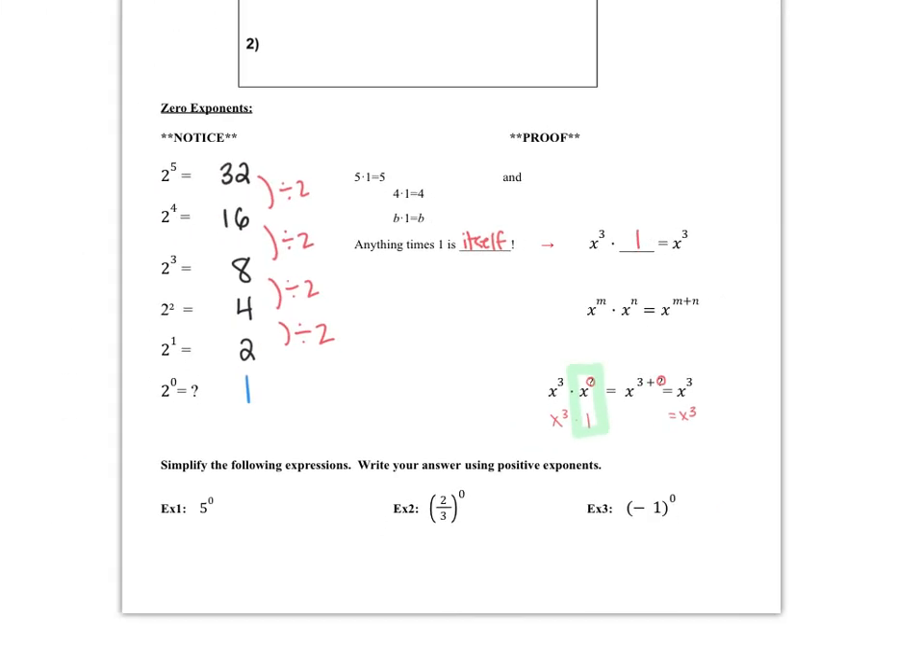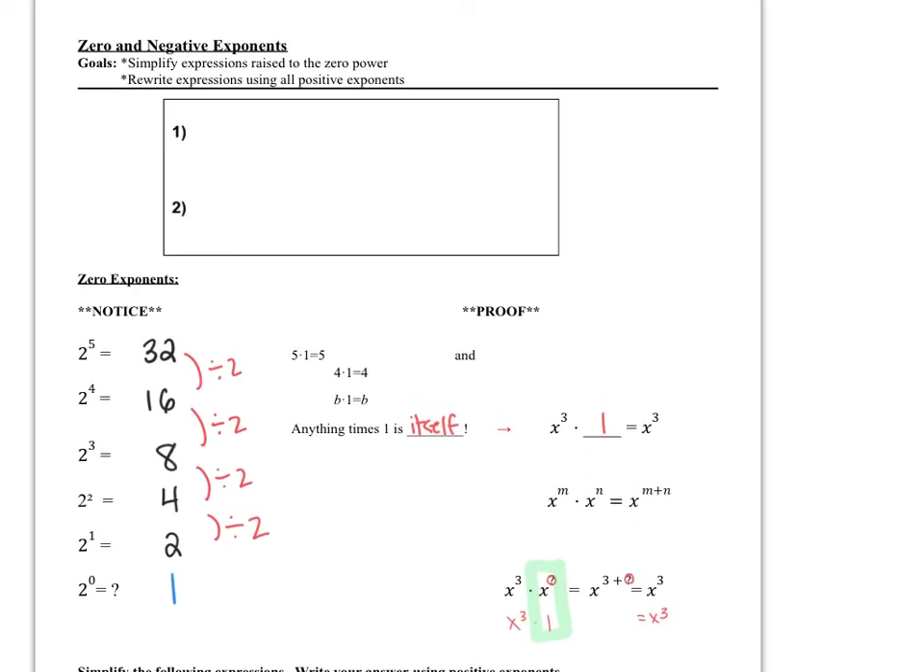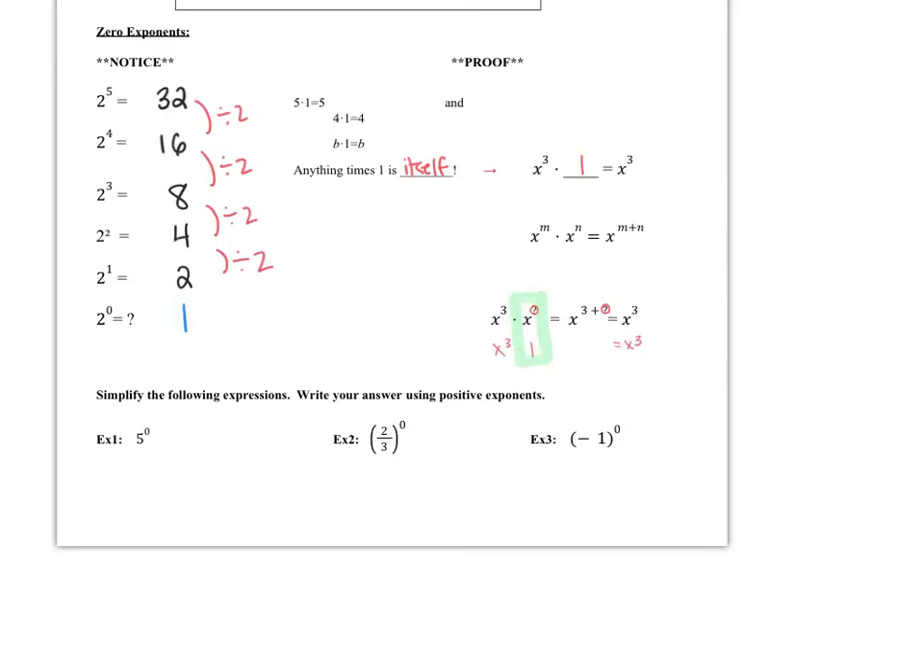X to the 0 power is 1. And so what that means for us is that anything to the 0 power is going to equal 1. The only exception is you can't do 0 to the 0 power. So with that in mind, try examples 1, 2, and 3. Pause the video, press play when you're ready to check your answers.